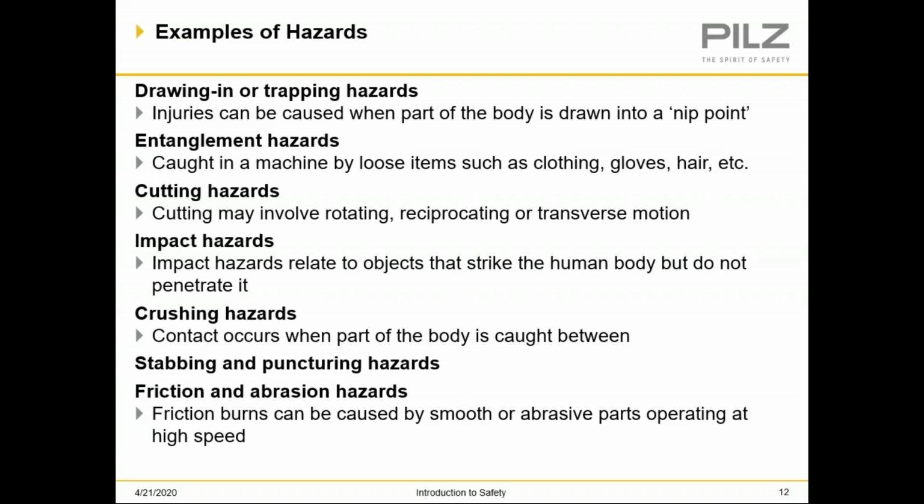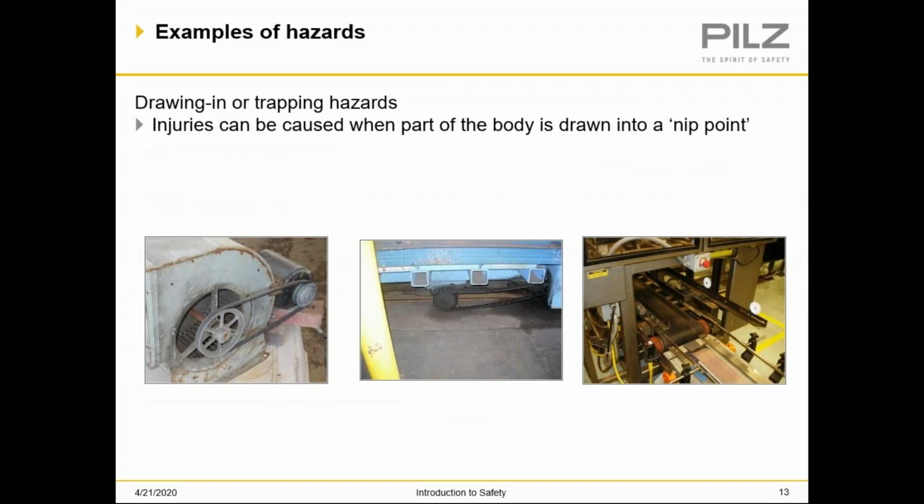Impact hazard is when an object strikes the human body or a body part, but does not penetrate it. Crushing hazard contact occurs when part of the body is caught between two objects. Stabbing and puncture wounds are penetration of the skin by a tool or a piece of the machinery. Friction and abrasion hazards can be a burn from smooth or abrasive parts operating at a high speed. Here are some examples of each.